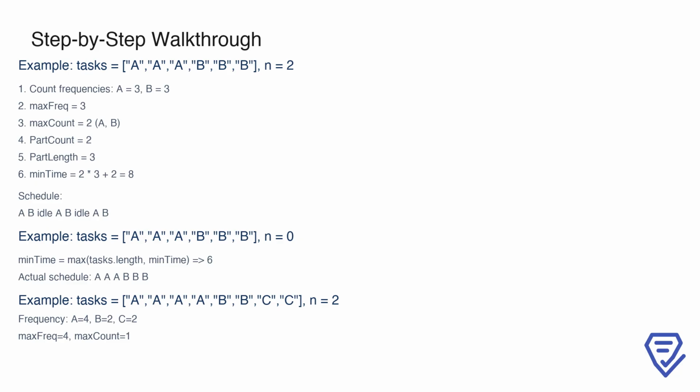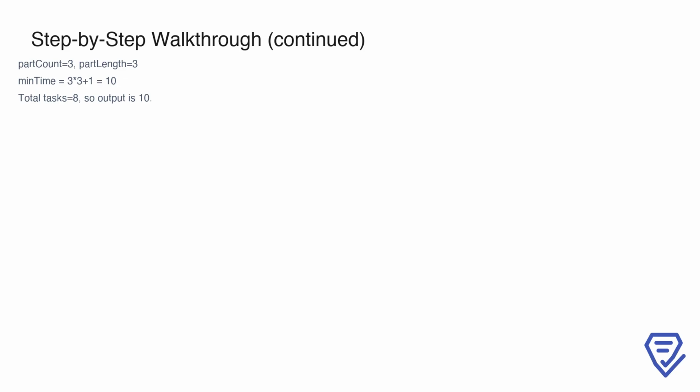For n equals 0, you simply schedule every task. Output is the length of the task list, 6. In the next example, there are 4 A's and 2 each of B and C, with n equals 2. Here, idle slots are forced, so minimum time is calculated as 3 blocks, 3 units each, plus 1 for the last A, total 10 units. The greedy formula automates this analysis.